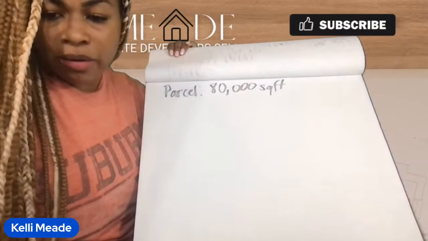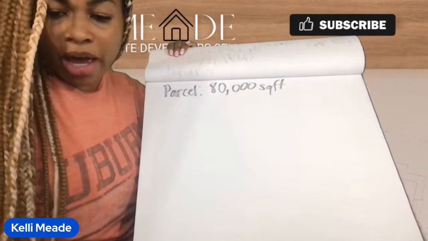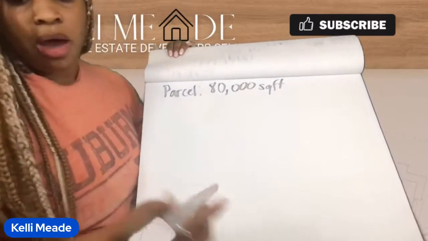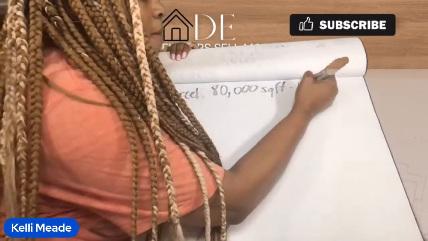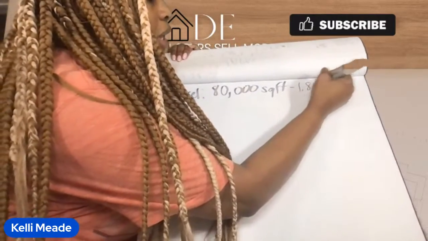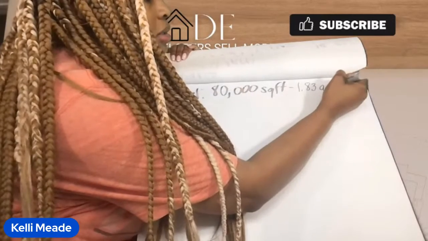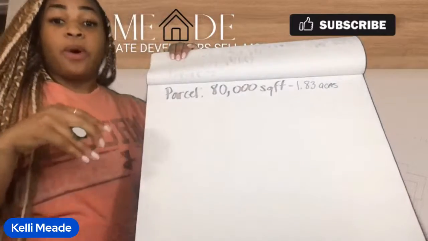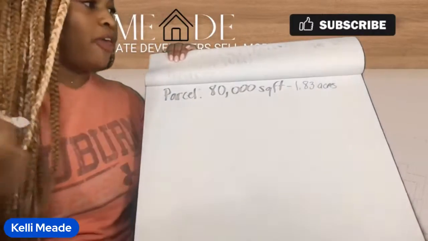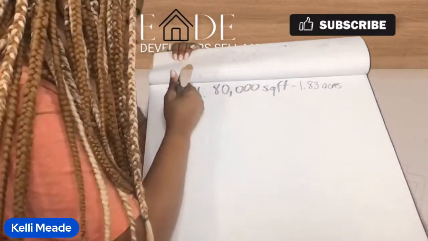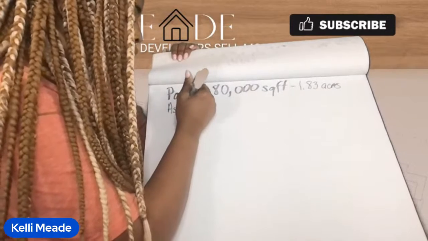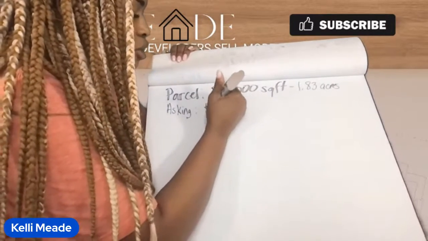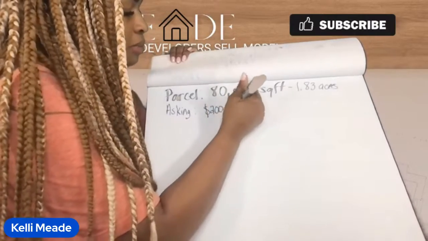I know it's almost 2 acres, but I don't know the exact number. Divided by 53,560. Okay, so that's 1.83 acres. So that's 1.83 acres of land, and then let's say the seller is asking for $200,000.